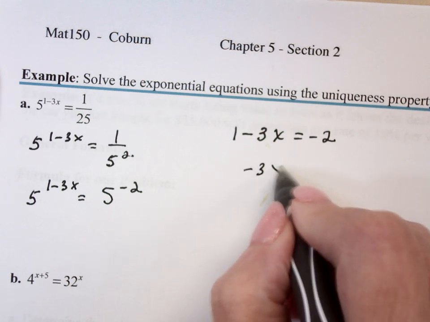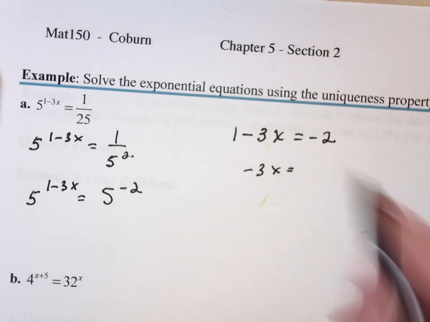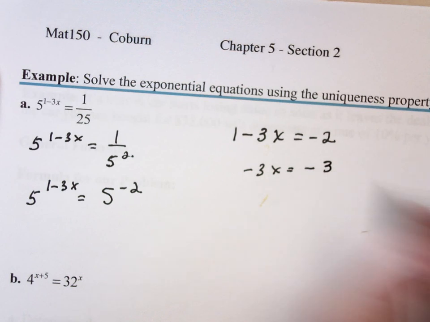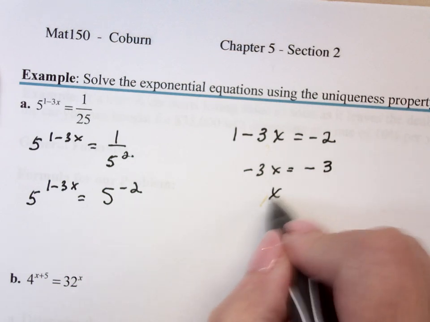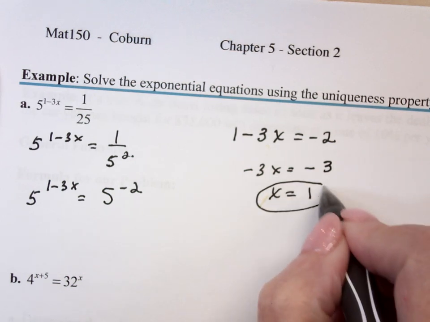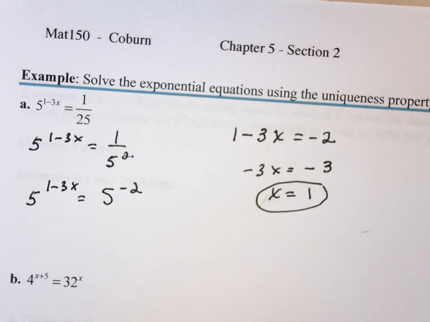So minus 3x equals, oh, isn't that cute? Minus 3, x equals 1. Only in an algebra book. Never in real life. The answer is 1.